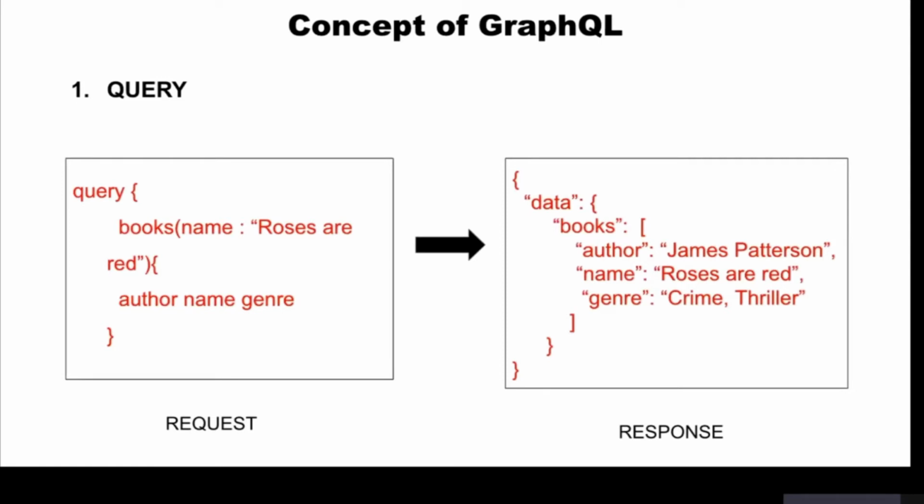It has to relate to the argument passed in. We already filtered the information we want to get. So we're getting information from the book Roses Are Red. And from the book Roses Are Red, we are getting the author, the name, and the genre, as seen in the response box. The book we queried is in the response box, and we have an array of our response. So we have an array of strings here: author, James Patterson, the name, Roses Are Red, the genre, crime, thriller.